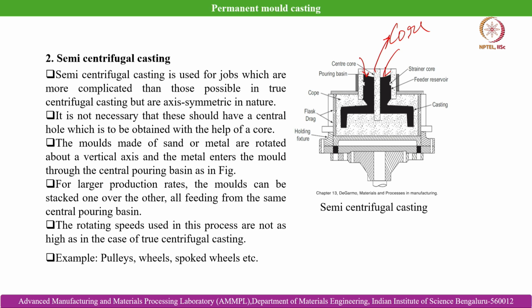However, it is not a true hollow pipe or bush kind of a shape that is suitable to be developed via true centrifugal casting. So, this is basically a variant of centrifugal casting, and the examples are pulleys, wheels and spoked wheels, etc., that can be manufactured by semi centrifugal casting.